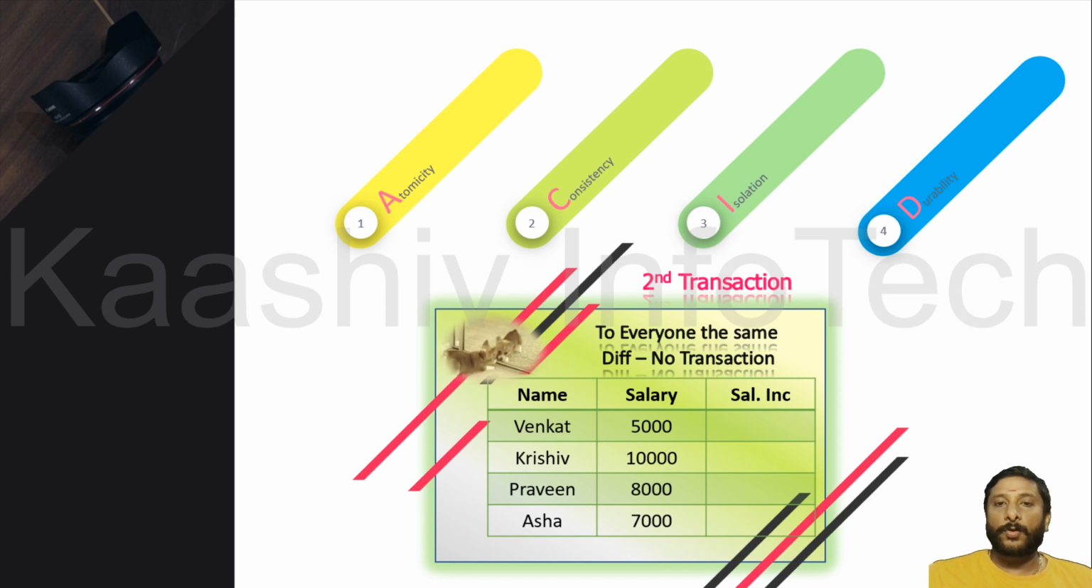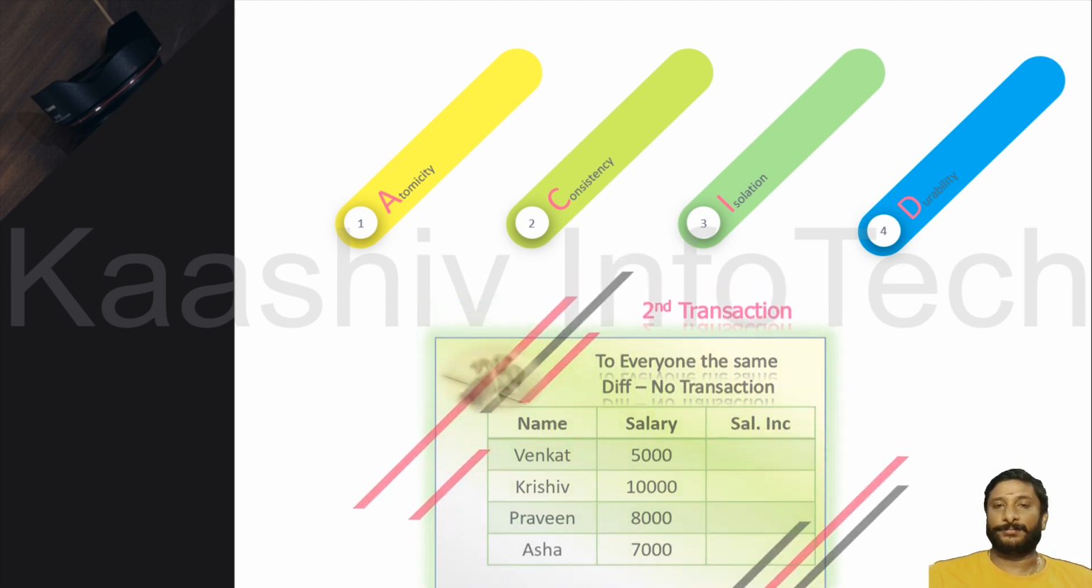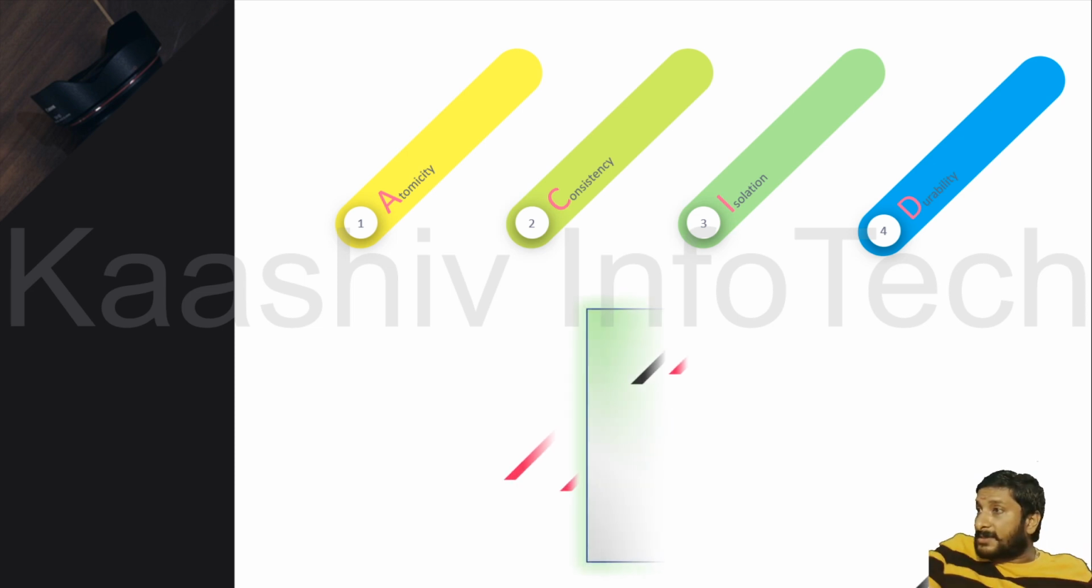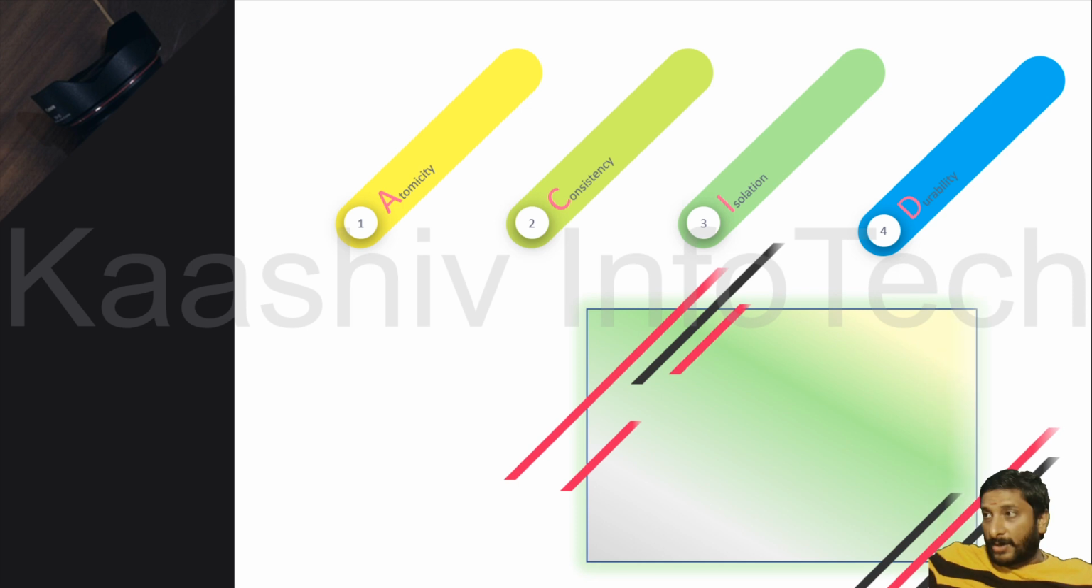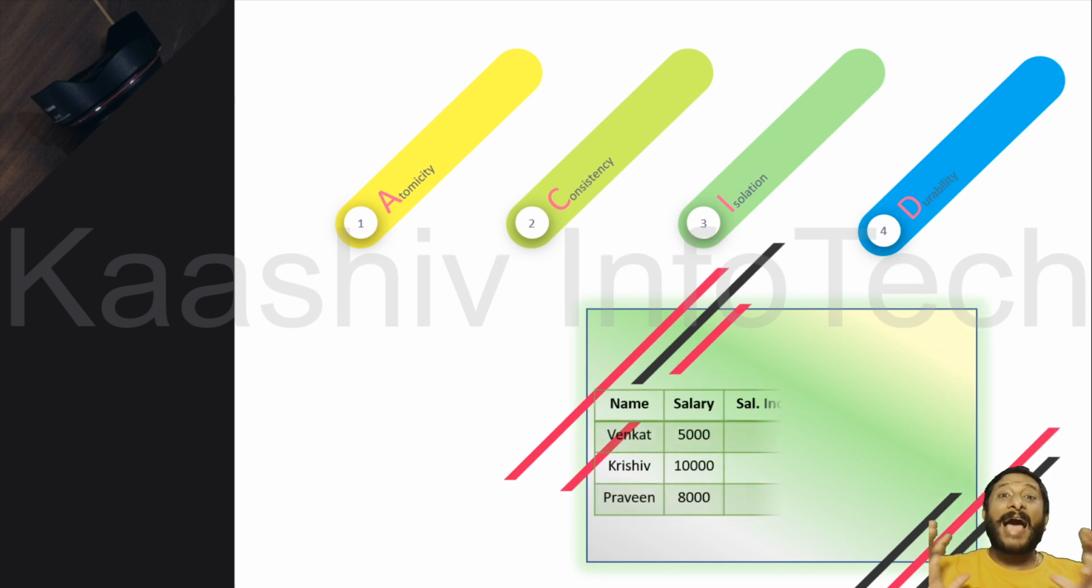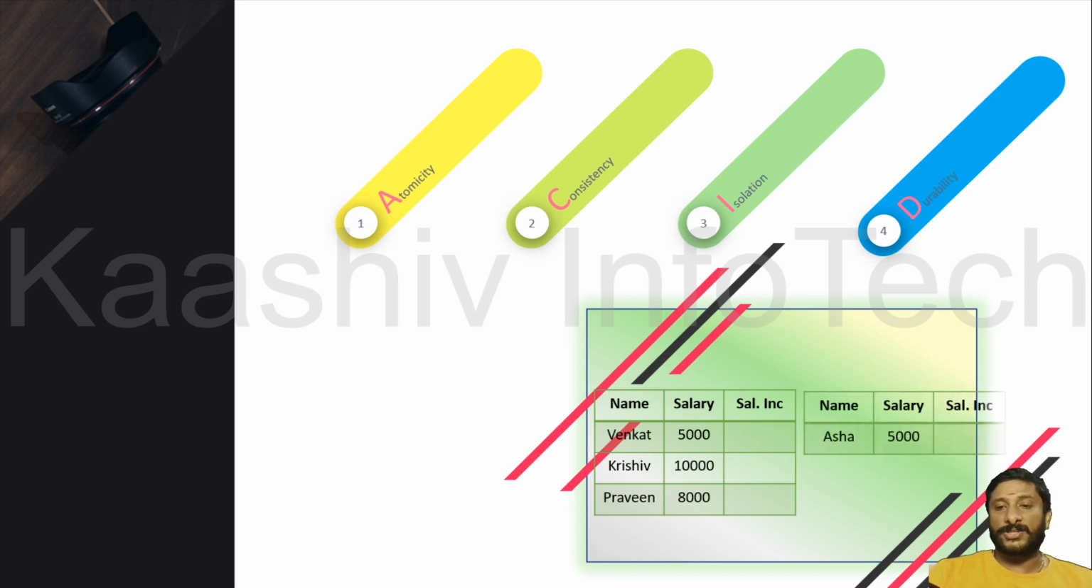The third one we are going to talk about is isolation. For boys, a 50 rupees increment. For girls, a 100 rupees increment. Divide the transactions, people. This is a separate transaction and this is a separate transaction. So divide the transactions and do this one separately and that one separately. Isolate the transactions. That is called isolation. If it is a different process, isolate the transactions and do them separately.